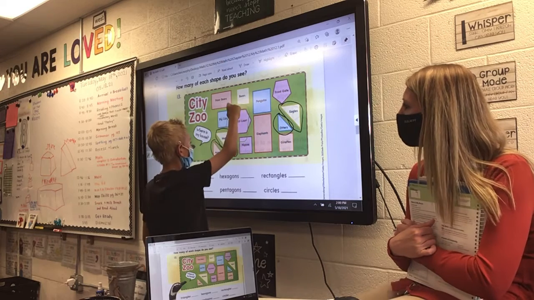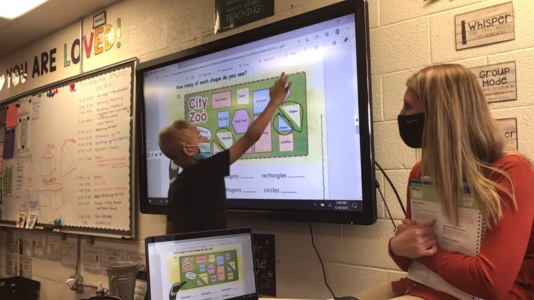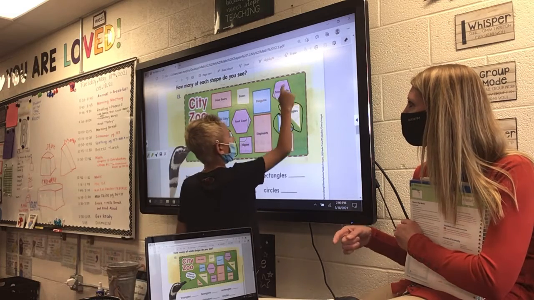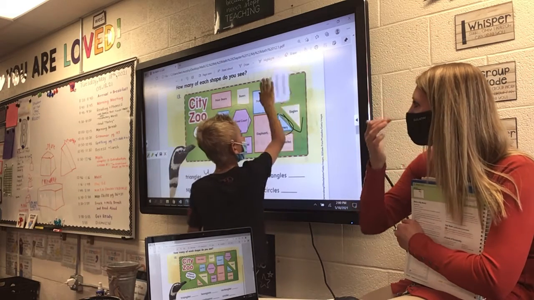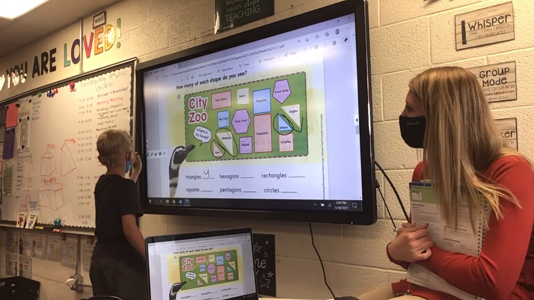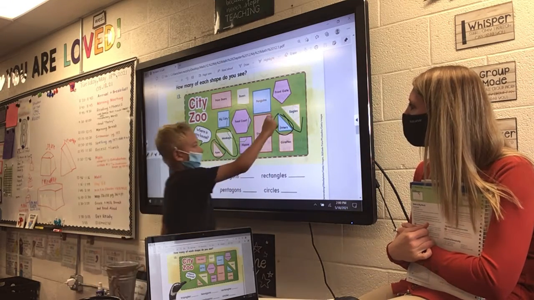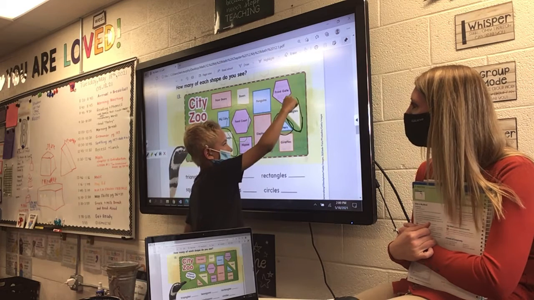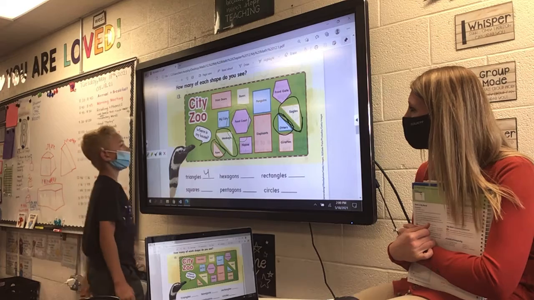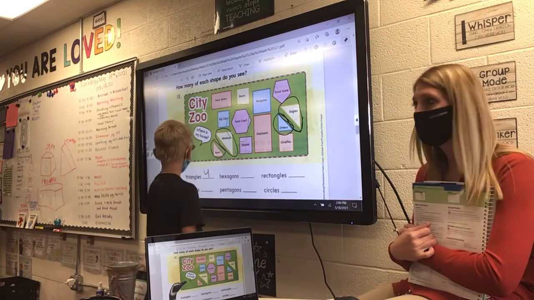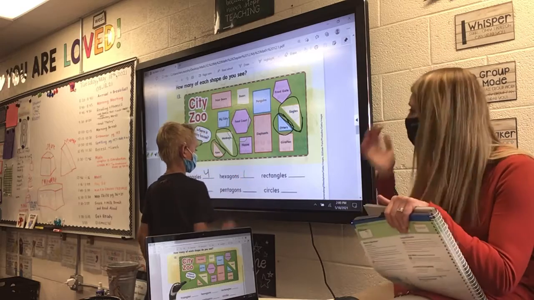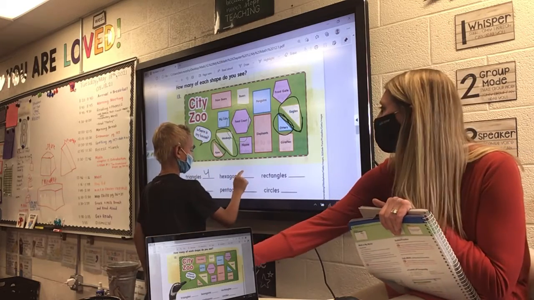Good job. So you're circling the hexagons. Wait a minute. Count that one. That's 5. Oh, yes. That one has 5. So you're going to fix it? Thanks. So how many hexagons are there, Lewis? 1. Just one. Just the food court. The food court is the only hexagon.